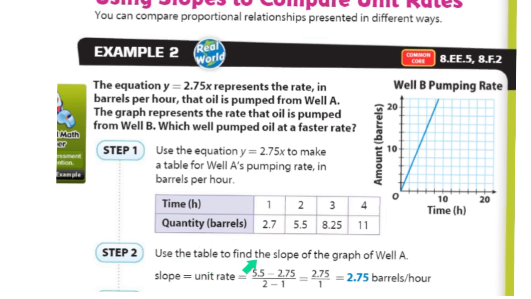So use the table to find the slope of the graph of well A. The slope is the same as the unit rate. So here's a difference in the first two.